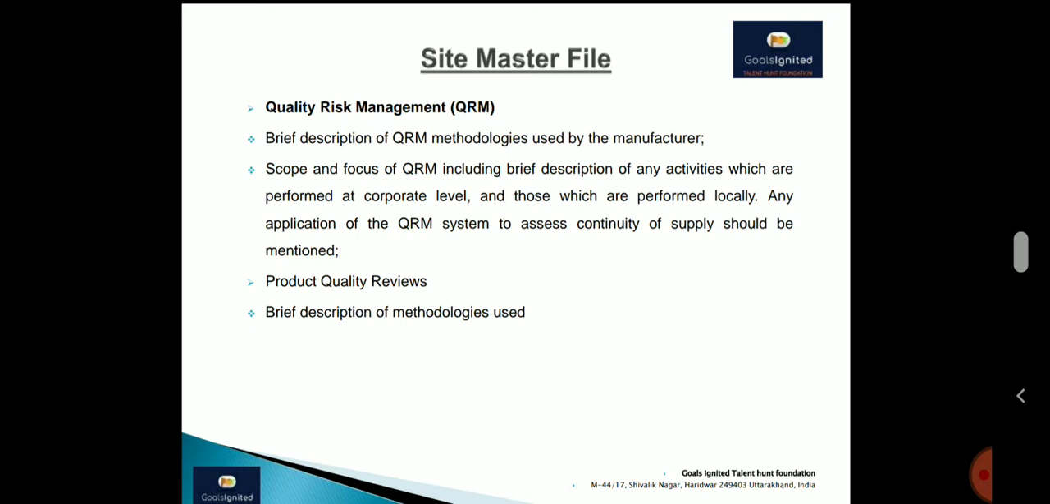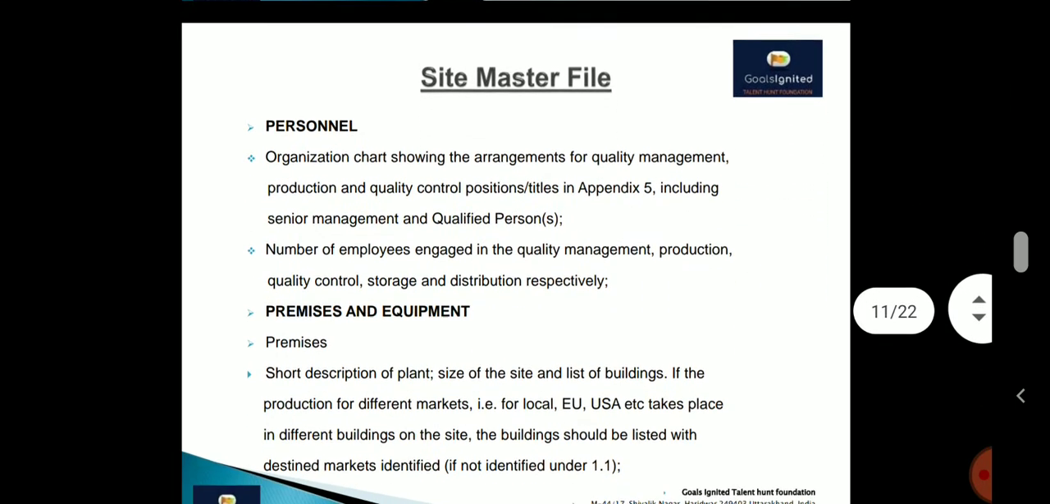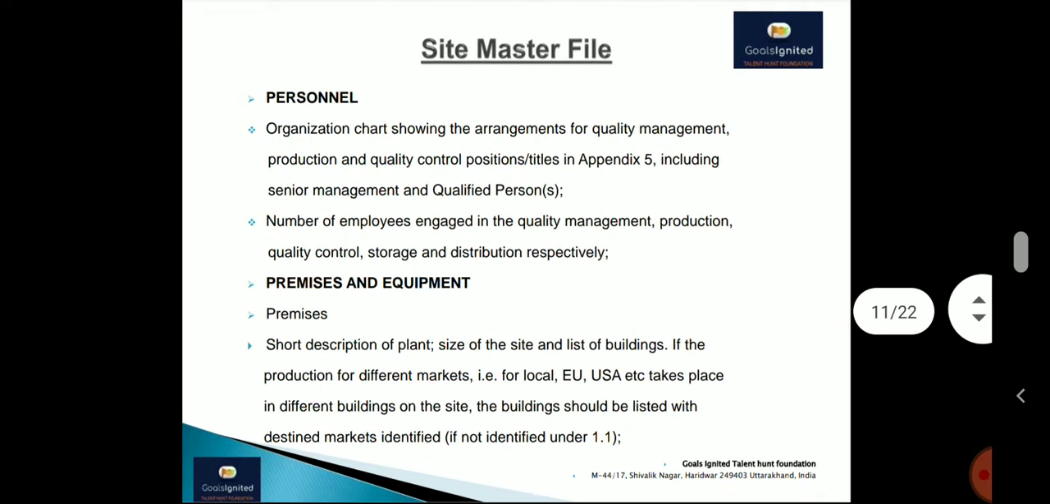Then the personnel. As I told, the personnel organization chart needs to be there. The hierarchy level from the top level to the middle level, everything needs to be mentioned. Personnel details are required with the competency criteria and the experience mentioned in the site master file. Then premises and equipment: the premises, a short description of the plant size and of the site, and a list of the buildings need to be mentioned in the site master file.